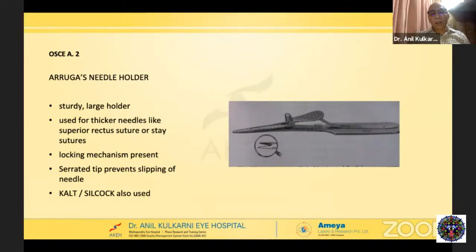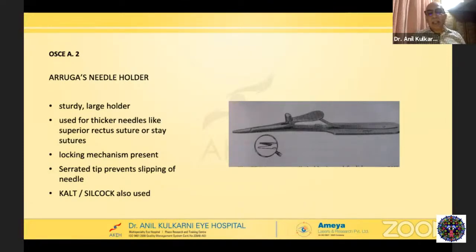The Aruga's needle holder is a sturdy and large holder used for thicker needles, like for superior rectus suture or stay suture. By the way, bridle is the one which is used when you pass the thread through the horse's nose and you pull it. So the horse's mouth goes downwards. That's why it is called a bridle suture.